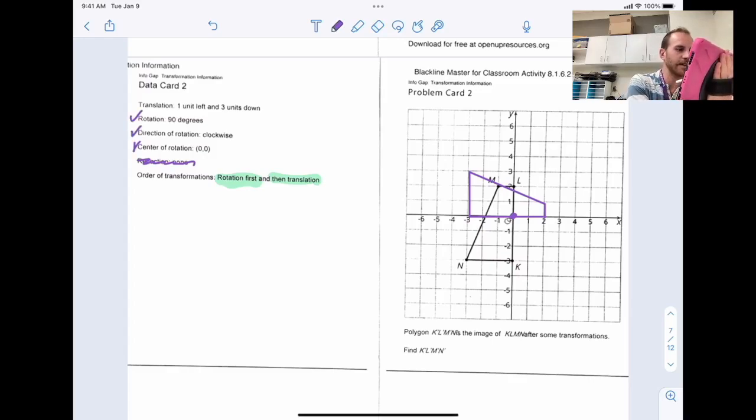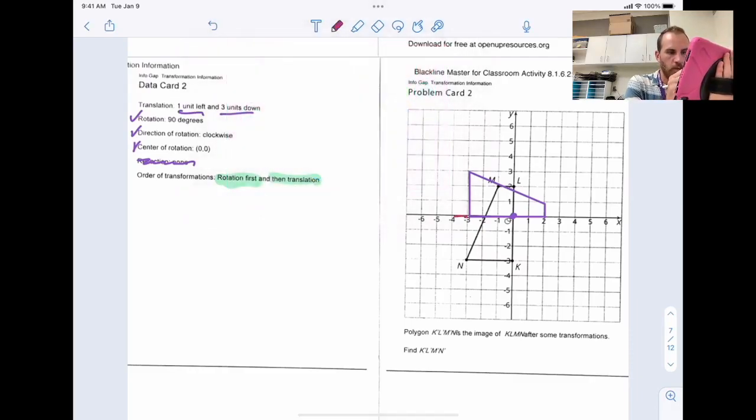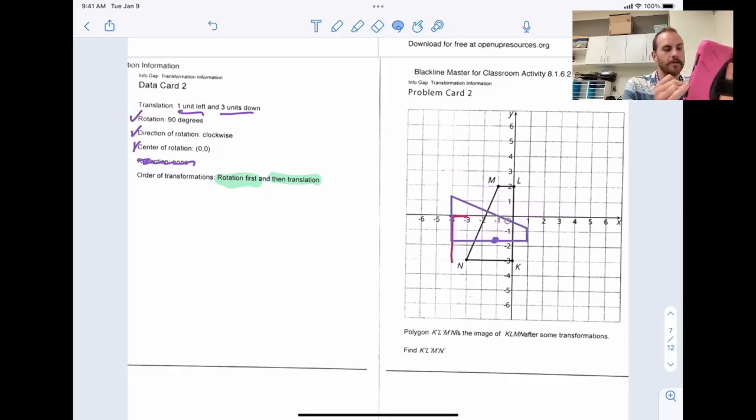Now the next one is to translate 1 unit left and 3 units down. Okay, so 1 unit to the left, 3 units down. I'm just going to use this point here because it's the first one I got to. Okay, let's translate this guy. 1 to the left and 1, 2, 3 units down. All right, so it should be in here. I'm going to erase that. Yes. That's what our new shape should look like.